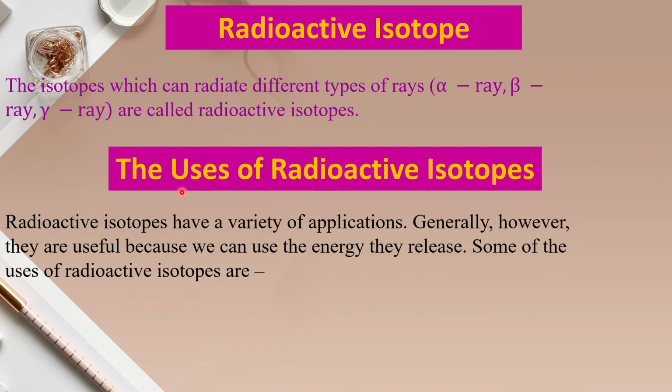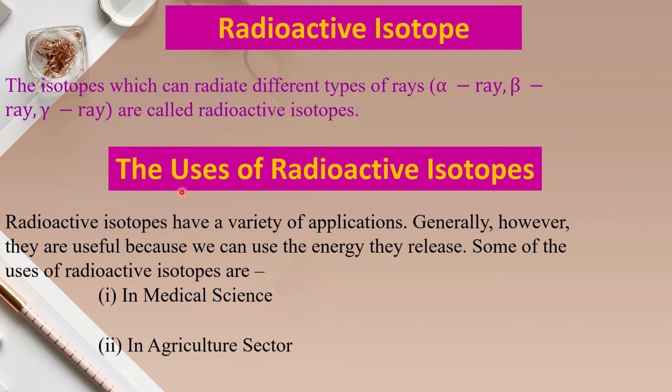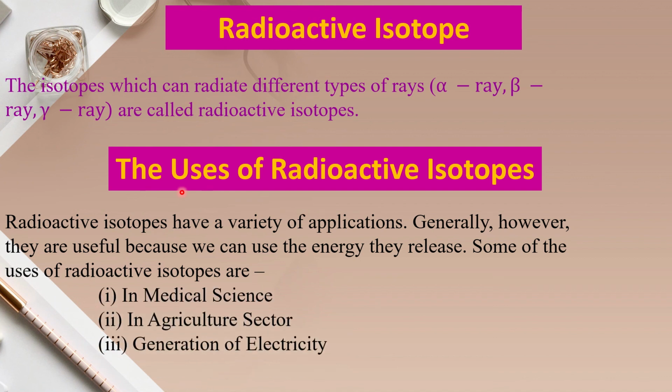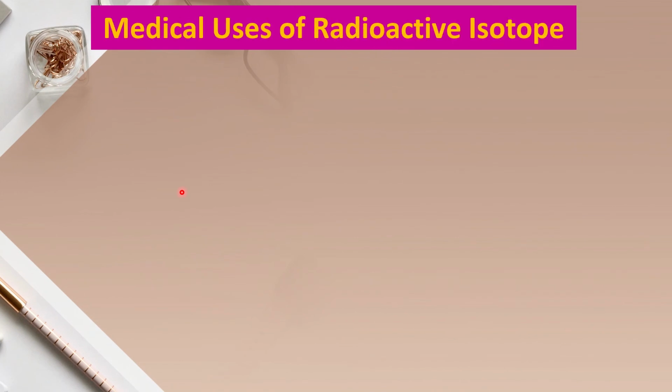Radioactive isotopes have a variety of applications. Generally, however, they are useful because we can use the energy they release. They release different types of rays, and these rays are used for different purposes. Some of the uses of radioactive isotopes are in medical science, in the agriculture sector, and also in generation of electricity. So, at first, in medical science, how are radioactive isotopes used?